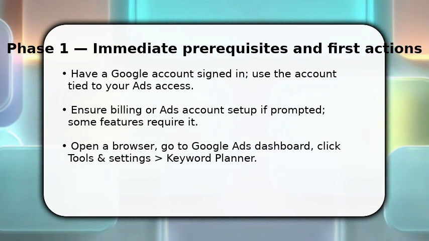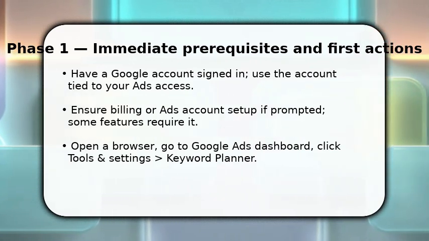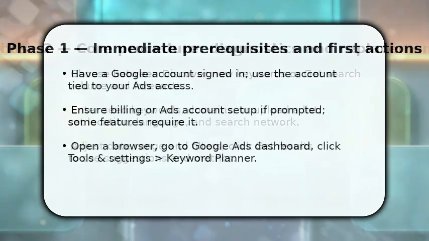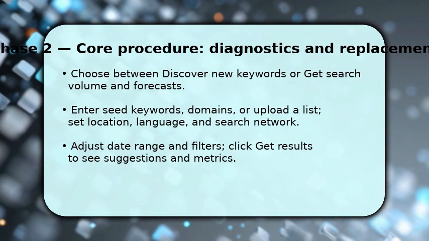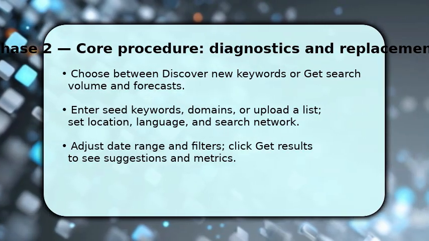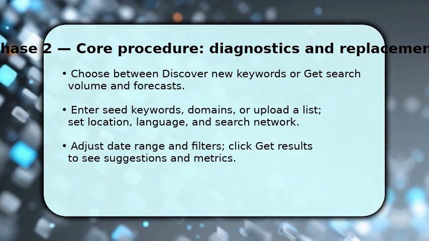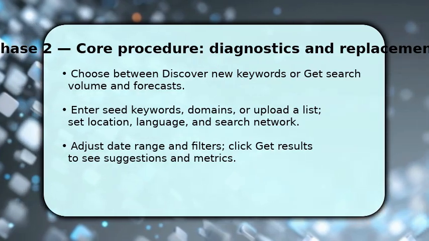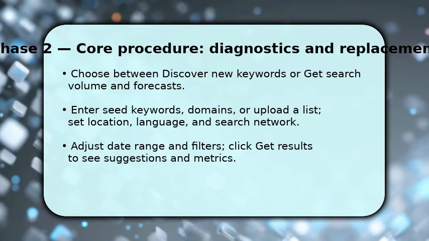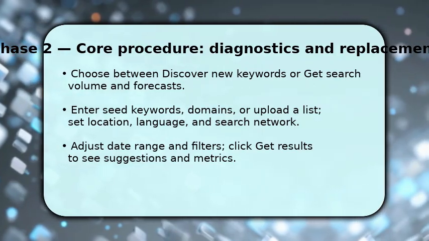Once inside Keyword Planner, pick the action you need. Discover new keywords to expand ideas or get search volume to analyze a list. Next, enter seed keywords or paste domains to let Google suggest related terms. Make sure to set location, language, and the search network so data matches your target audience. After that, refine with date range and filters like negative keywords or competition.